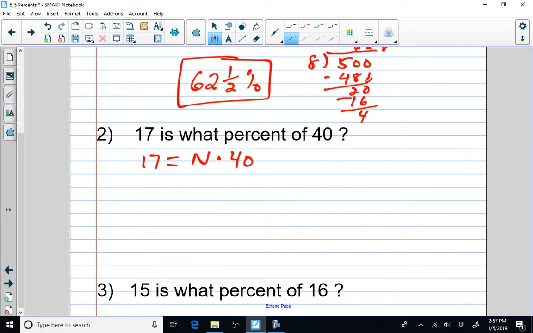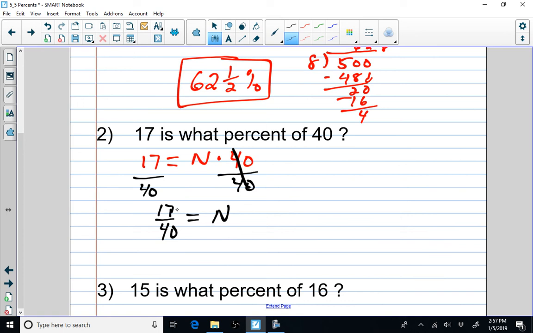To solve this equation for the variable n, I want to do the inverse operation of this multiplication. But I have to do that on both sides of the equation. So I'm going to divide by 40 on both sides of the equation. On the right side of the equation, 40 in the numerator cancels 40 in the denominator, and I'm left with 1n. 1n is equal to 17 out of 40.